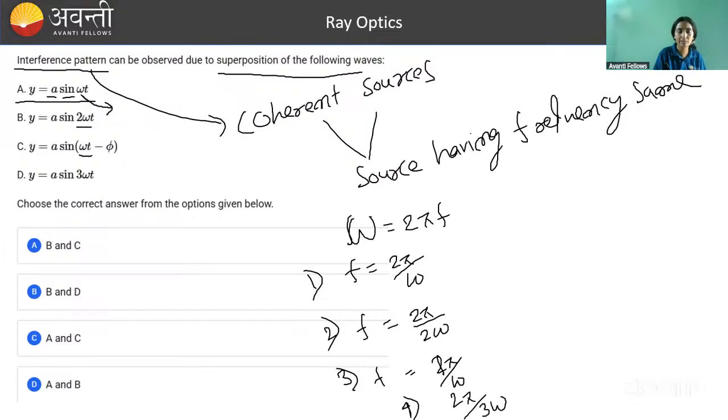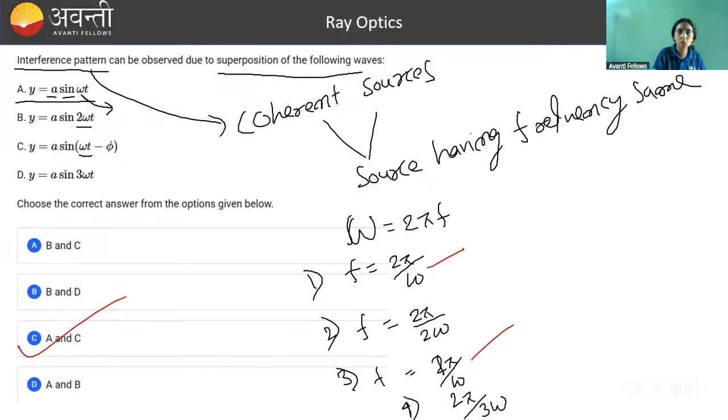In which case is the frequency the same? You just check. Here it is omega by 2 pi and here also it is omega by 2 pi. So for A and C, the answer will be A and C. That is option C. Done. Superimposing these two waves, you will get an interference pattern. Interference pattern means you will get maxima, minima, maxima, minima. That pattern you will get.